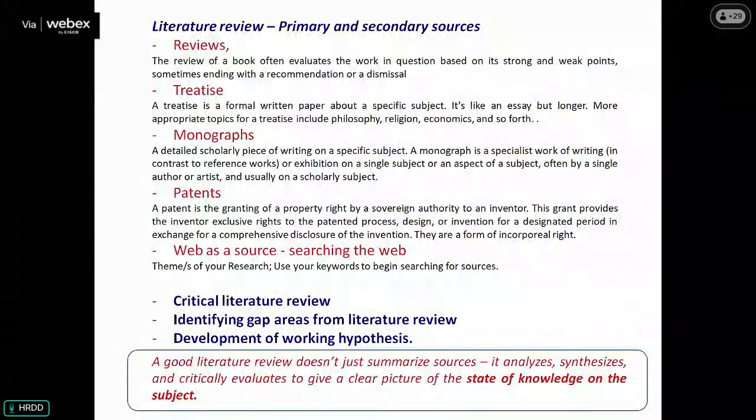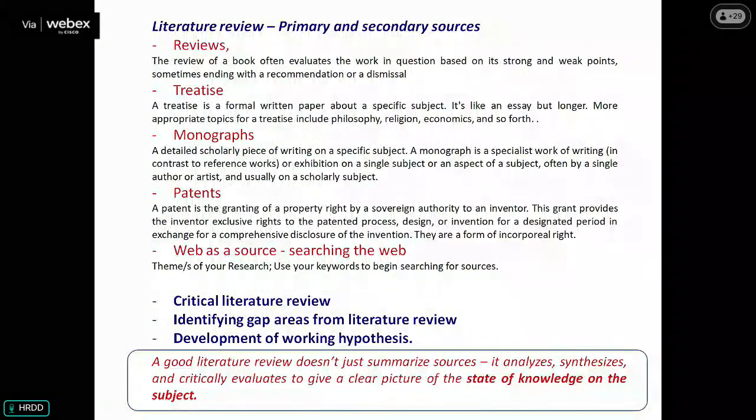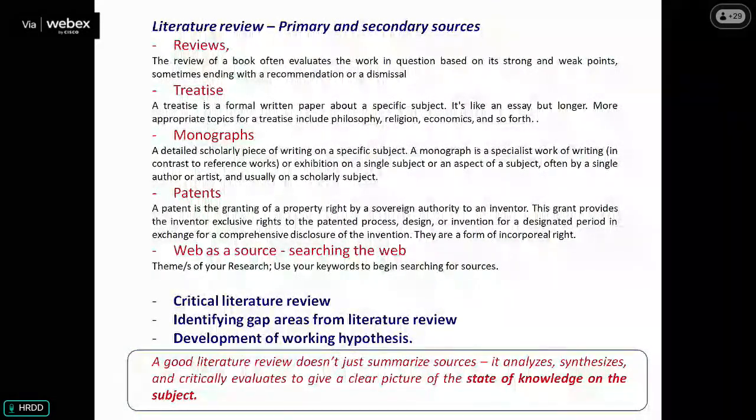Okay, a good literature review doesn't just summarize sources. It's not for summarizing. Okay, then what is it for? It analyzes. Right? You have to analyze it. The reason why somebody is getting better, why somebody is getting less, synthesizes and critically evaluates to give a clear picture of the state of knowledge on the subject.